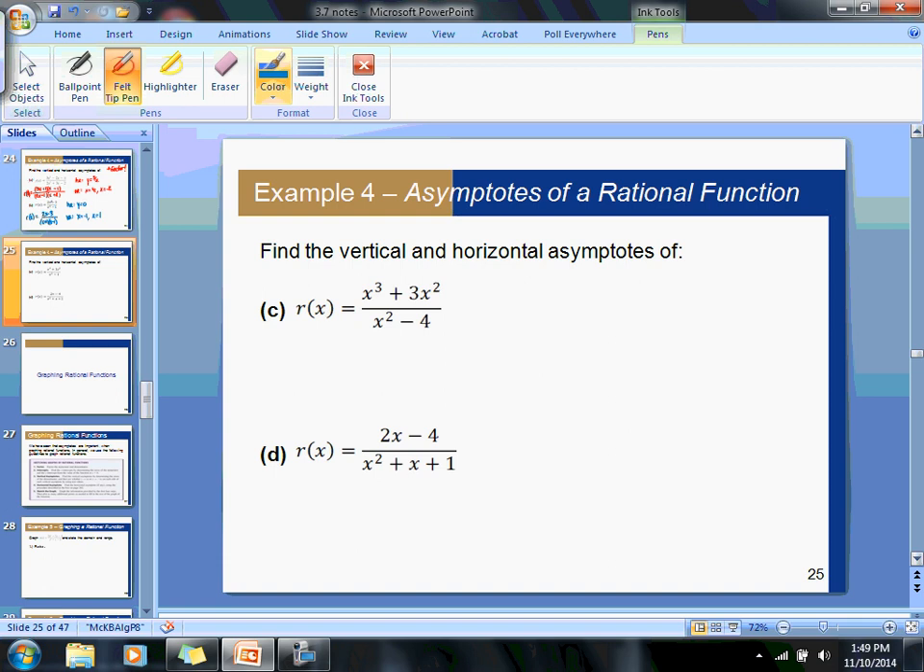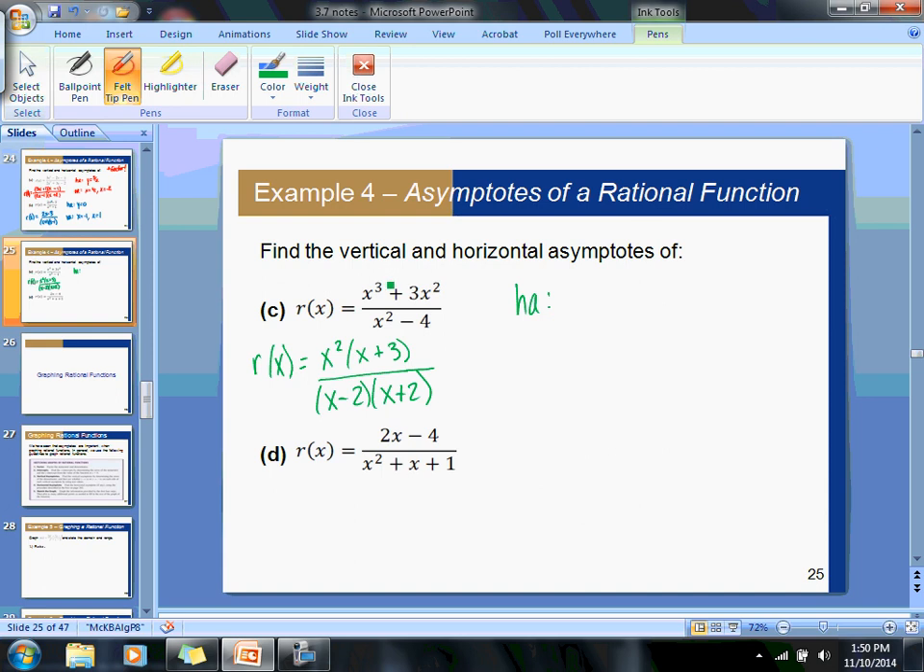Okay, for part C, I'll be able to factor the numerator and the denominator here. For the numerator, I can take out a greatest common factor, which is an x squared, and that'll leave me with an x plus 3. And then in my denominator, that's another difference of two squares. So x minus 2 and x plus 2. Remember, it doesn't matter if you write the x plus 2 first or the x minus 2 first. It doesn't matter.